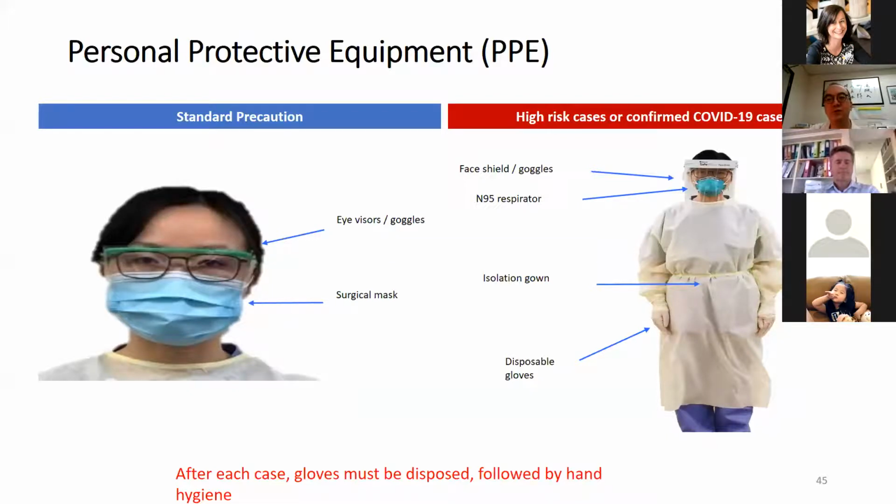For the use of personal protective equipment, please refer to your local infection control guideline. For general outpatient clinic standard precautions, which involve the use of eye protection and surgical masks, are adequate. There's no need to wear gowns. When handling high-risk cases or confirmed cases, one should use goggles, N95 respirators, isolation gowns, and disposable gloves. And do remember to dispose gloves for each case, followed by hand hygiene.